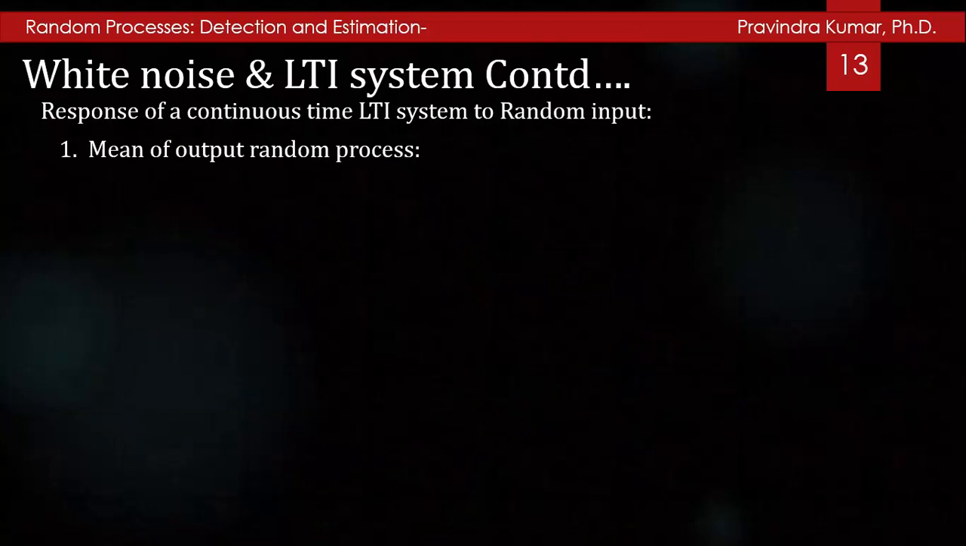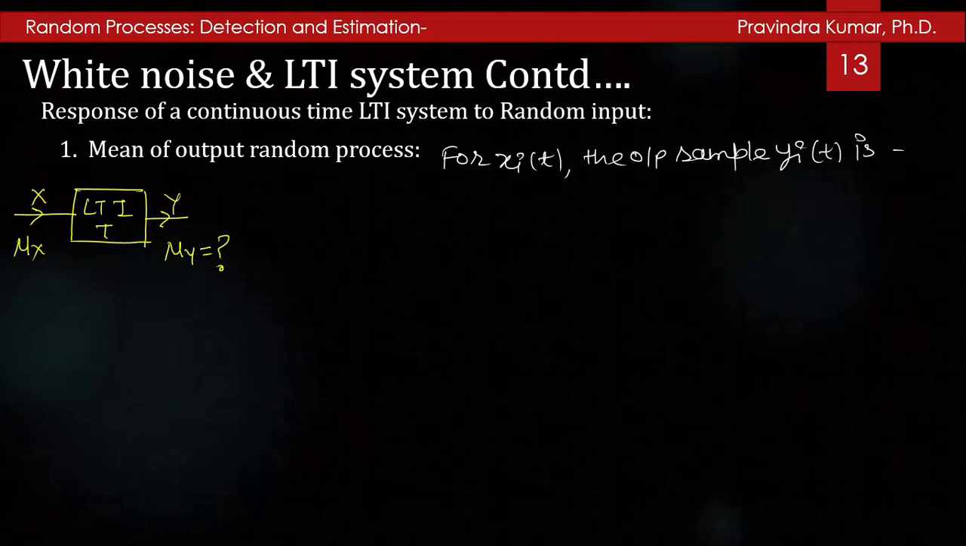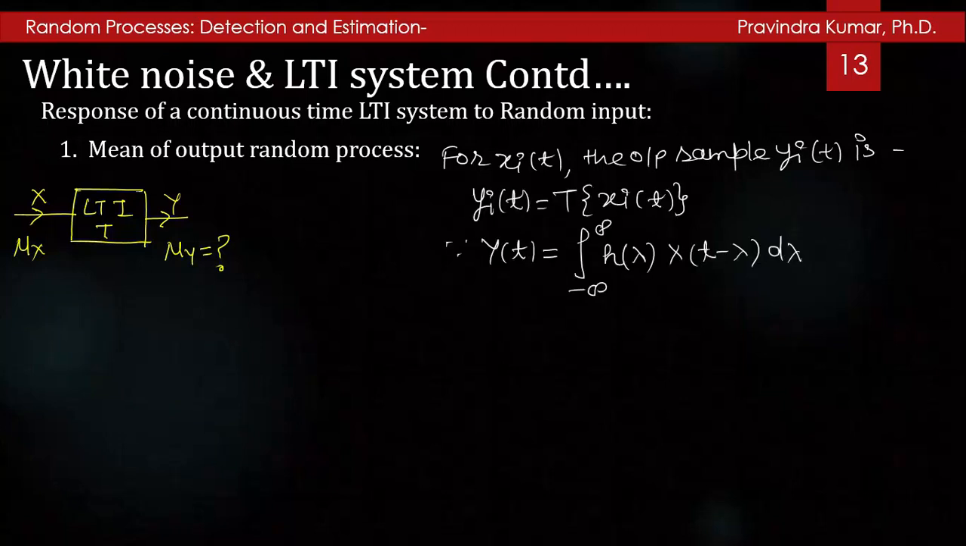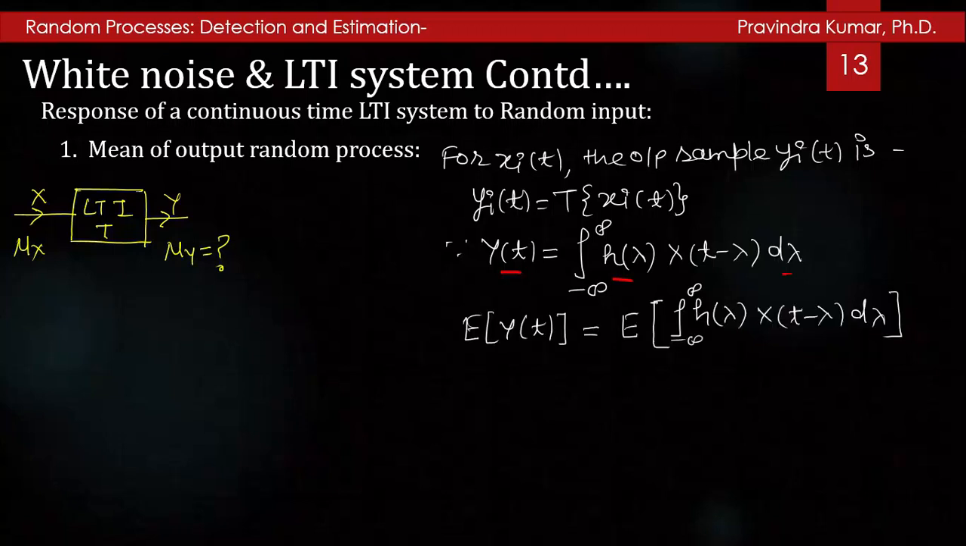So now we will discuss the mean of the output random process. Here you apply the random process X, whose mean value is mu_x, to the input of the LTI system, and the output is the random process Y. So we have to find the mean value of the random process Y, mu_y. What will be mu_y? You know, for x_i(t), the output sample y_i(t) is T operator on x_i(t), meaning T operator on the input, and output y(t) will be equal to the integral from minus infinity to infinity of h(lambda) x(t minus lambda) d lambda. So from this you can find the expected value of y, which will be the expected value of this part, meaning the expected value of the integral from minus infinity to infinity of h(lambda) x(t minus lambda) d lambda.